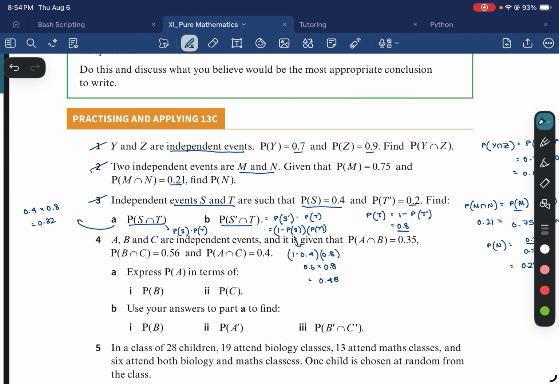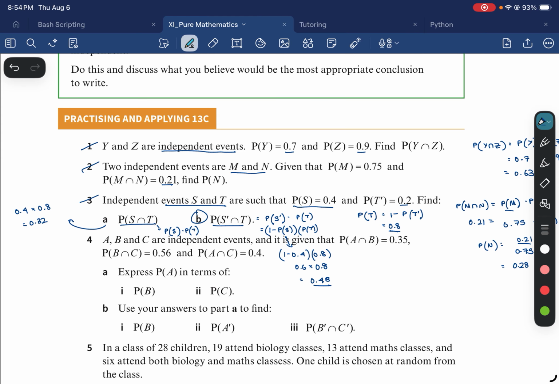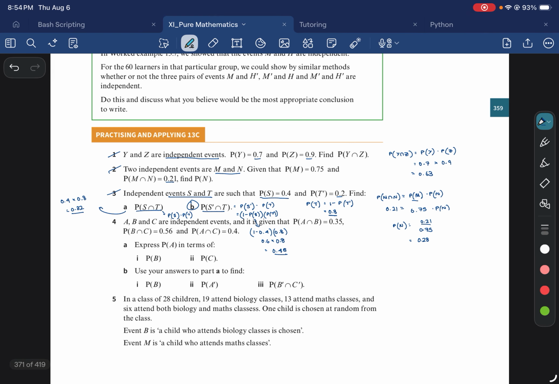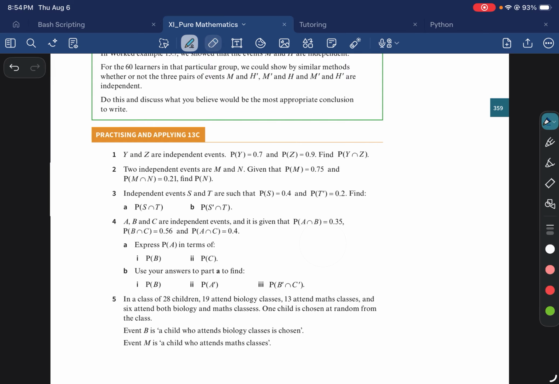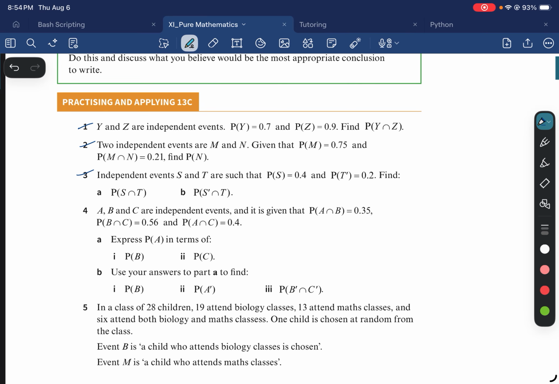All right, so we are done with 3. So for B it is 0.48, for A it is 0.32. All right, so I hope this was clear. I'm going to erase things. We are done with 1, 2, and 3. All right, so 4.